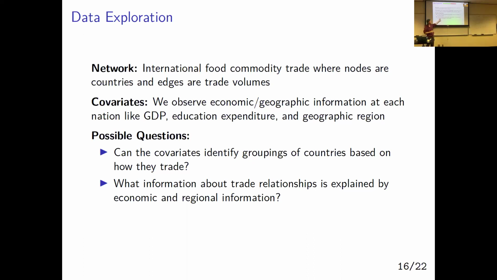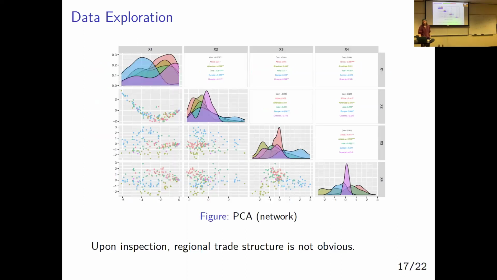What can one data set say about the other? Do we need both data sets, right? Are we getting anything extra by having both? Can we maybe use the covariates to see if there are better defined trade blocks, things like that? Okay. All right.